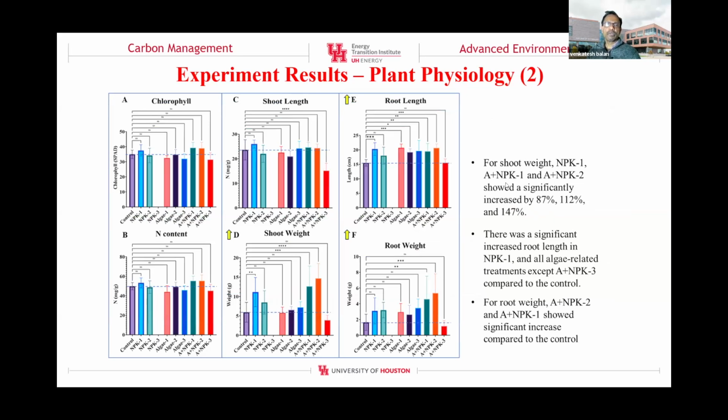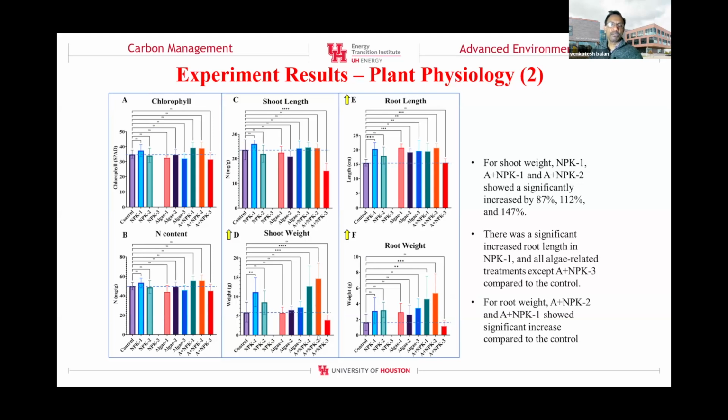These are the overall results we can see. Algae with the fertilizer, the busy slide. We measured the chlorophyll, shoot length, root length, nitrogen content, shoot weight, and root weight. So you can see here, it's an obvious thing. Algae plus NPK2 has a better root structure, root weight, and also a better root length. It also has a better shoot length.